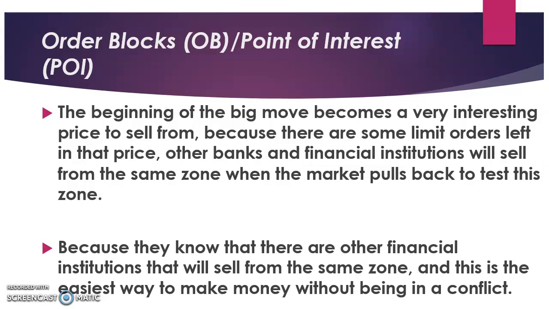Other banks and other financial institutions will sell from the same zone, from the market pullbacks, when the market pulls back to test the zone. Because they know that other financial institutions will sell from the same zone, this is the easiest way to make money without being in a conflict.